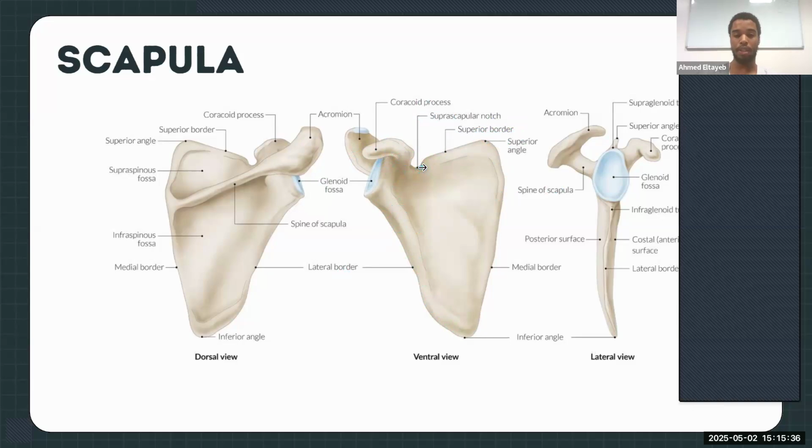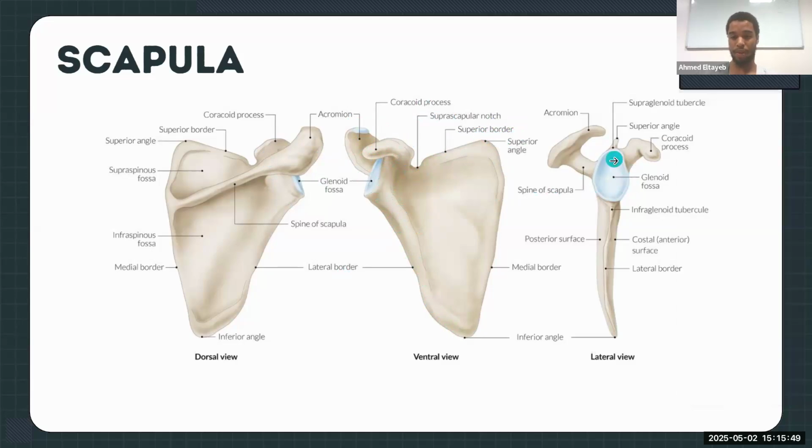This bony projection, we spoke about it before, it comes out anteriorly from the scapula. We call this the coracoid process. And coming out laterally from the scapula is the acromion. If we look at a lateral view here, there's a socket. And this socket articulates with the humerus. We call this the glenoid fossa. And above and below the glenoid fossa, we have tubercles, supraglenoid tubercle and infraglenoid tubercle. And these tubercles serve as attachment points for important muscles we'll talk about later.